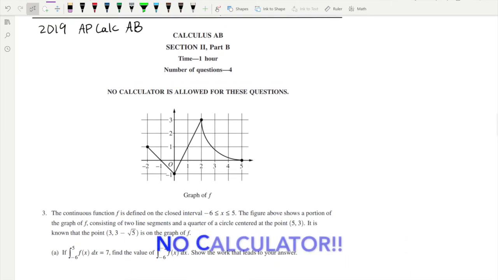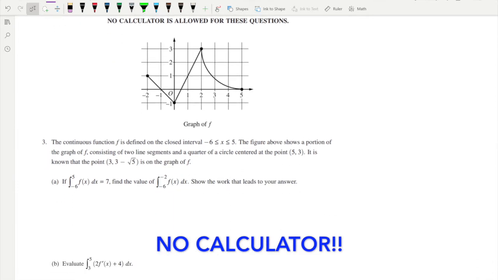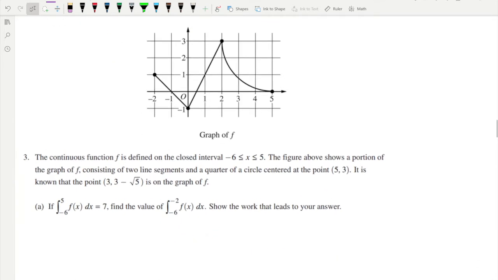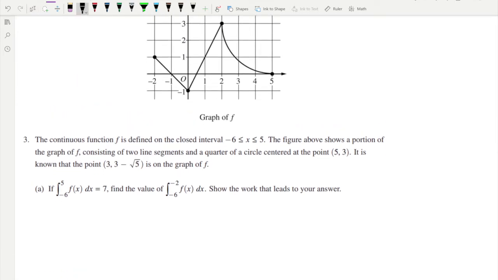No calculator is allowed. So we're given the graph of a function. Okay, they tell us f is a continuous function, and it's defined on the closed interval from -6 to 5. So notice that this graph is only from -2 to 5, but the function's also defined, I guess, between -6 and -2. That we just can't see.